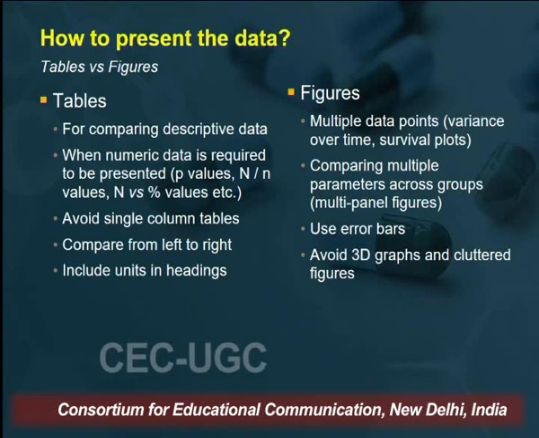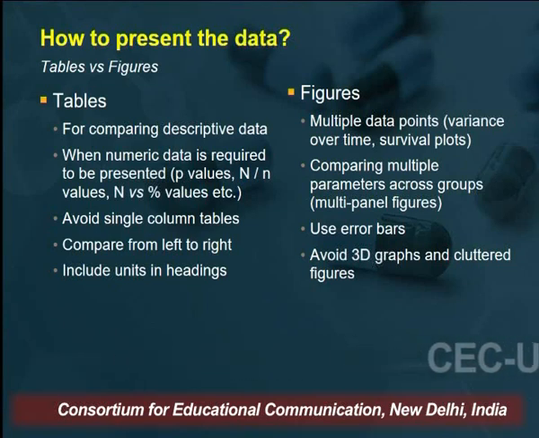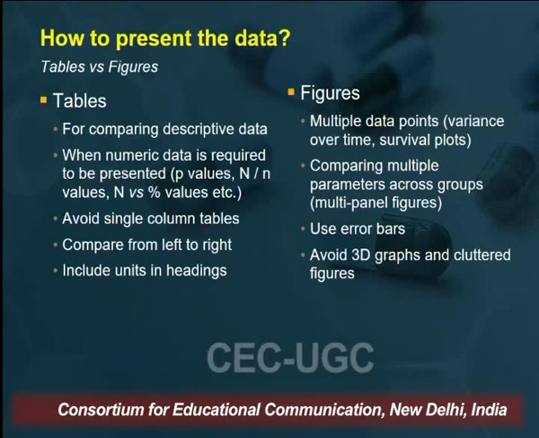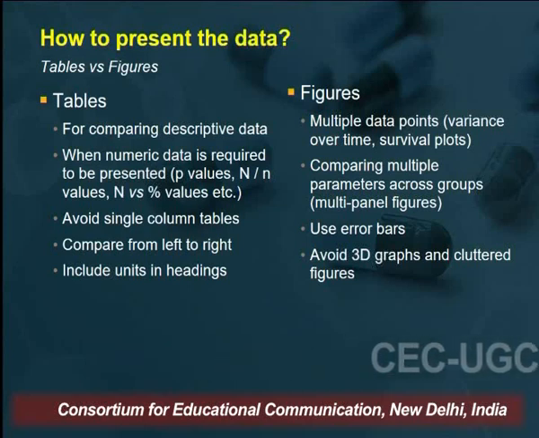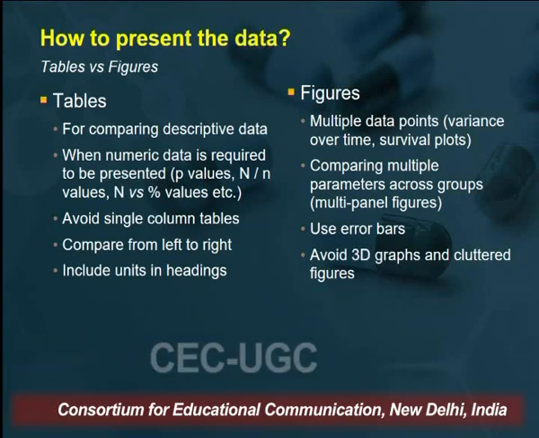What you are trying to show in a table would not be good enough to be presented in the tabular format if it has only one column. So there should not be any table with a single column. And then compare from left to right and include units in the headings. So these are the things which are very important when you are including your data in the tabular format.